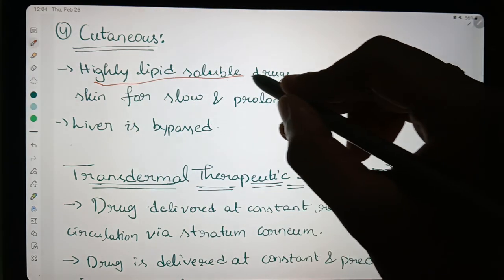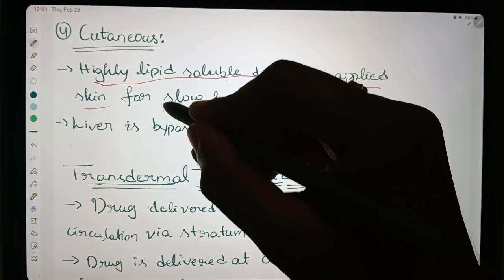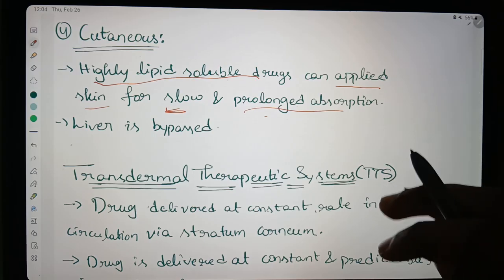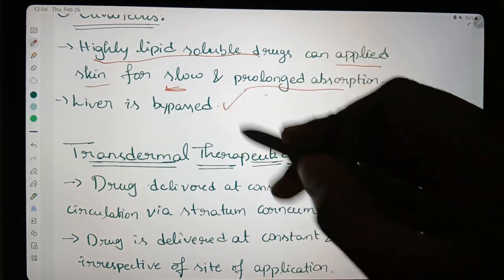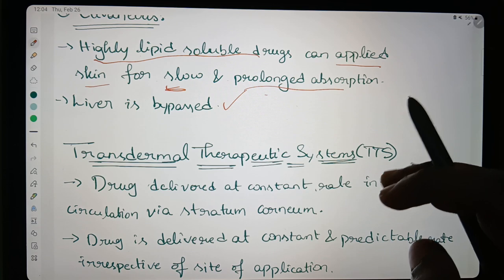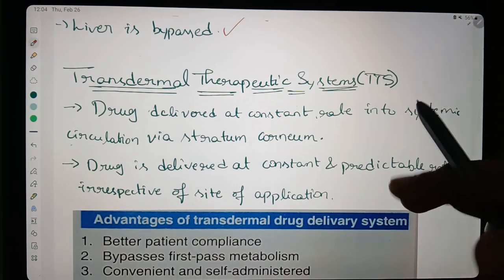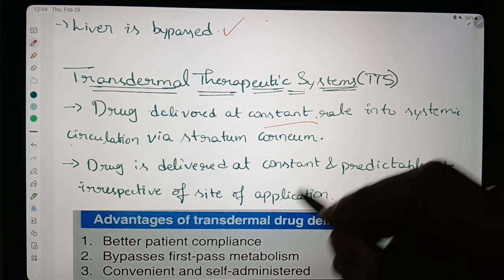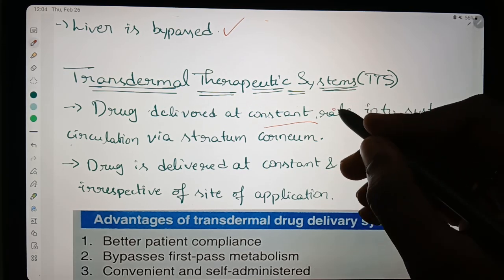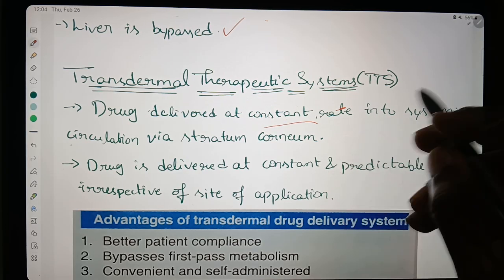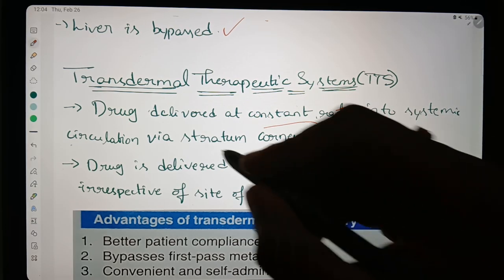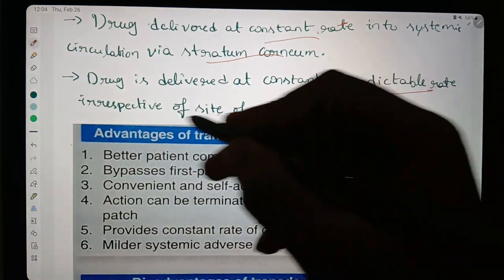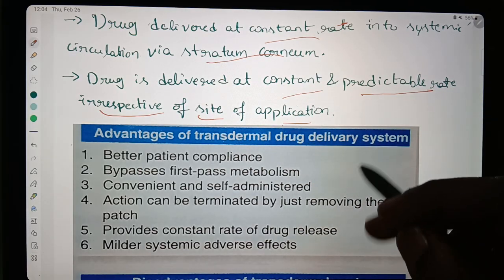In this, highly lipid soluble drugs can be applied to the skin for slow and prolonged absorption, for example ointment, cream, like that. In this, the liver is bypassed. Coming to the transdermal therapeutic systems, the drug is delivered as a concentrate. If we apply it to our skin, it will be delivered at a constant rate into the systemic circulation via the stratum corneum. The drug is delivered at a constant and predictable rate, irrespective of the site of application.